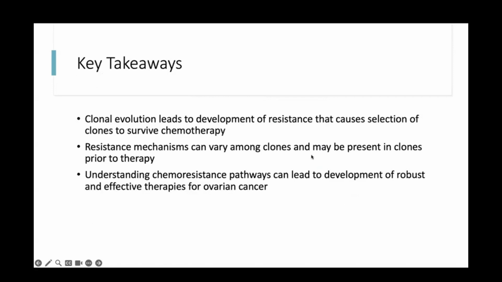So the key takeaway from this experiment and many other experiments done through this project was that clonal evolution leads to development of resistance that causes selection of clones to survive chemotherapy. And the resistance mechanisms that can emerge among these clones vary. In the example shown, the resistance was acquired, but there were several other clones tested that had pre-existing resistance that allowed them to survive several rounds of chemotherapy. So understanding these chemoresistance pathways can lead to development of more robust and effective therapies for ovarian cancer in the future.